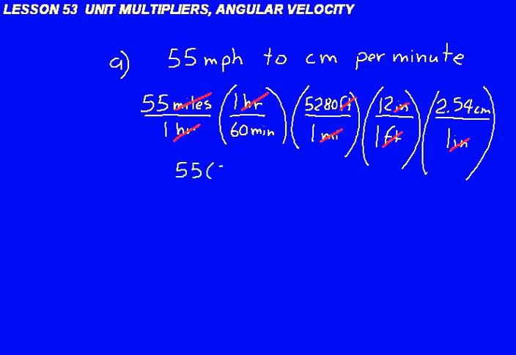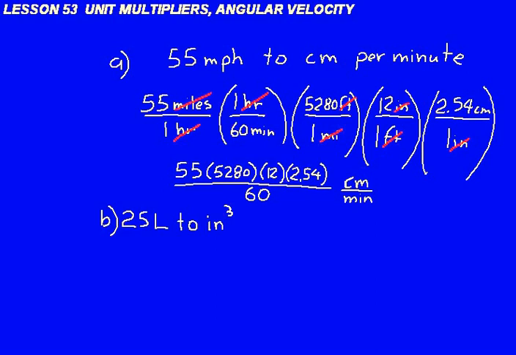55 times 5280 times 12 times 2.54 all over 60. We have 1 times 1 times 1 times 1 times 60, so it'd just be 60. And look, we have centimeters in the numerator, minutes in the denominator. Centimeters per minute. I mean, we could easily just multiply all that on our calculator to get a single numerical answer, but we'll just leave it like that.